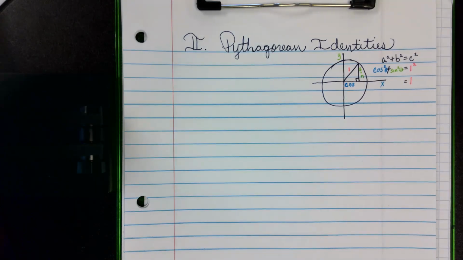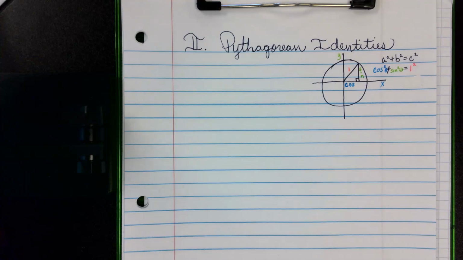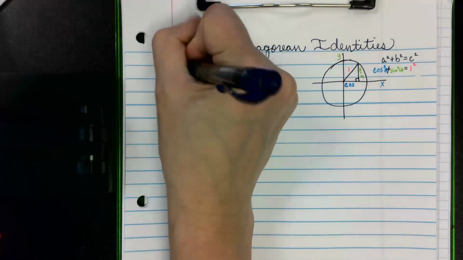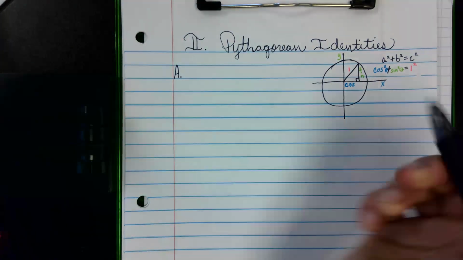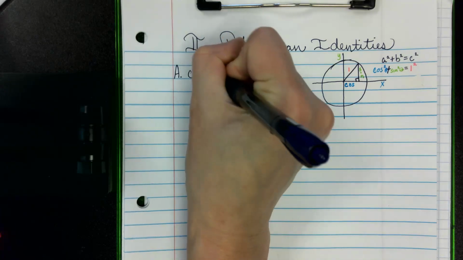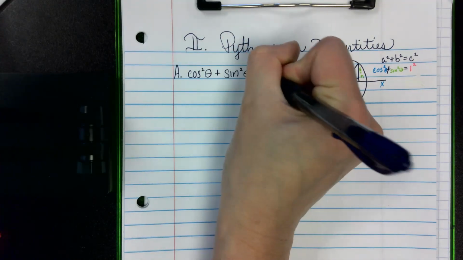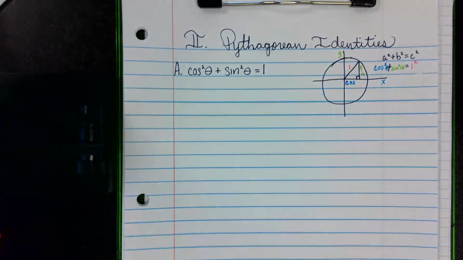Okay, so I'll just get rid of the other equals 1. I don't need it. There we go. So we just wrote our Pythagorean identity, the original first version. I'm going to write it real big over here: cosine squared theta plus sine squared theta equals 1.